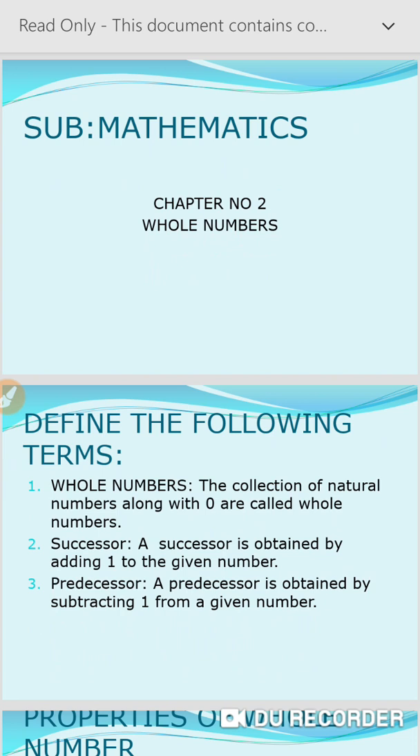Okay, now class, what are whole numbers? A collection of natural numbers along with 0 are called whole numbers. Every natural number is a whole number, but on the other hand there exists a whole number 0 which is not a natural number. Okay? In short, you can say that all natural numbers are whole numbers.